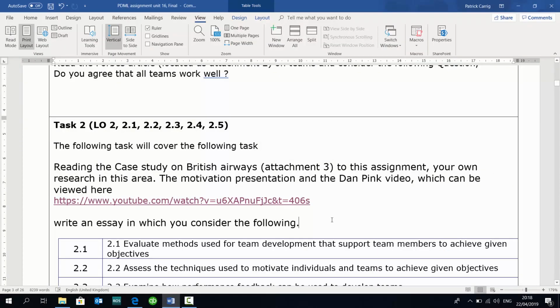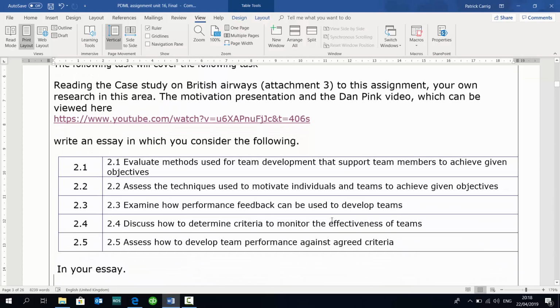Okay, now from this, you're going to configure your answer. You're going to evaluate methods used for team development to support team members to achieve given objectives. Using the British Airways example, assess the techniques used to motivate individuals and teams to change. Examine how performance feedback can be used to develop teams. Discuss how to determine criteria to monitor the effectiveness of the team. Assess how to develop team performance against agreed criteria.